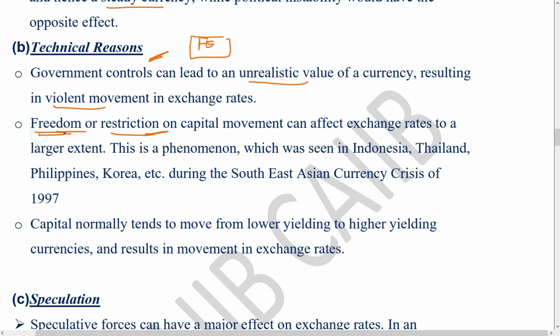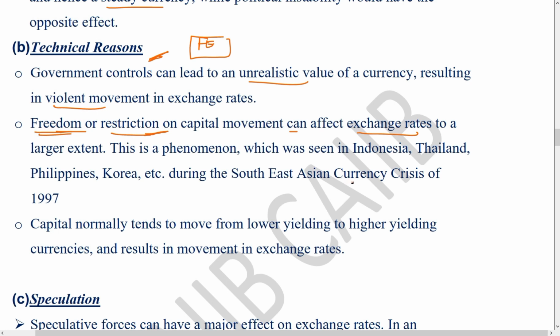Okay, if you are giving freedom, the exchange rate will also fluctuate based on that. If it is easy come and easy go, many people will be interested to invest in that particular country. If there are a lot of restrictions, overseas capital will not come to the country. This is a phenomenon which was seen in Indonesia, Thailand, Philippines and Korea during the Southeast Asian crisis of 1997.